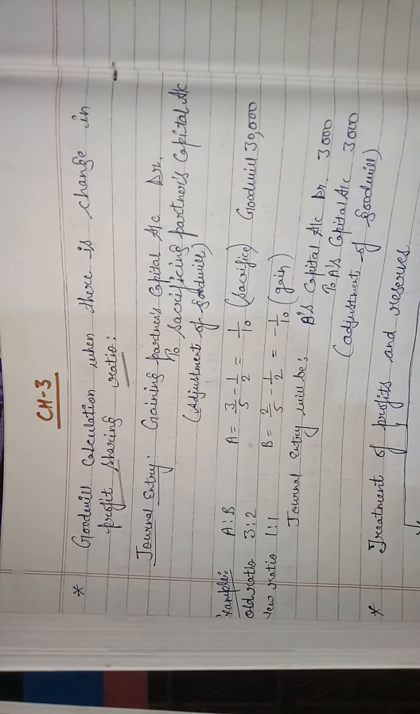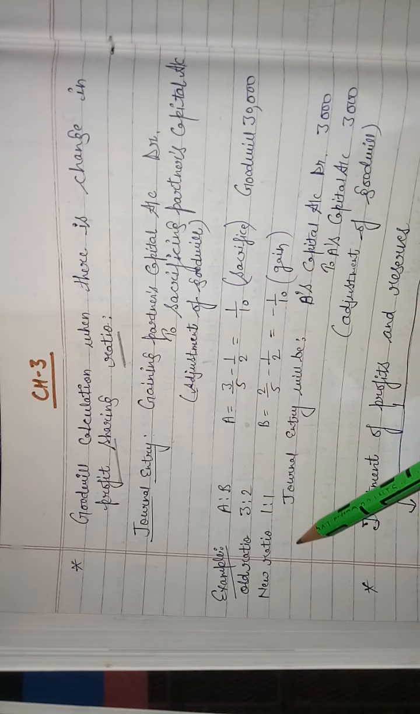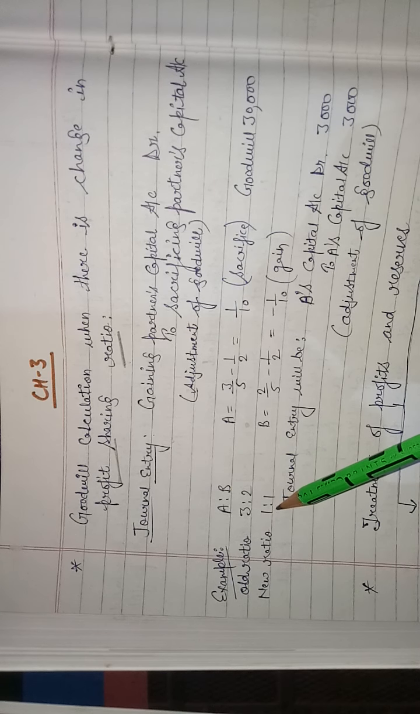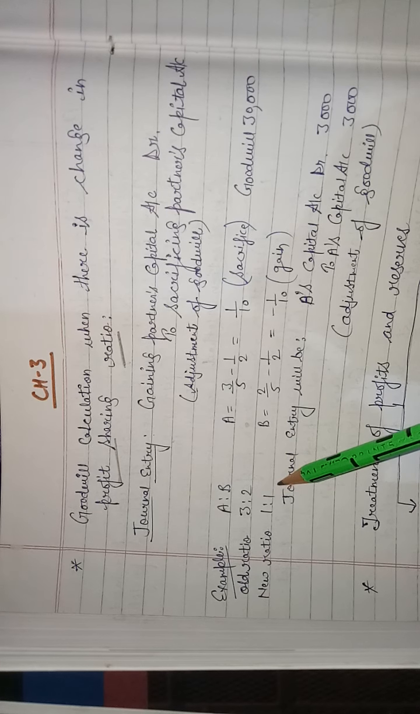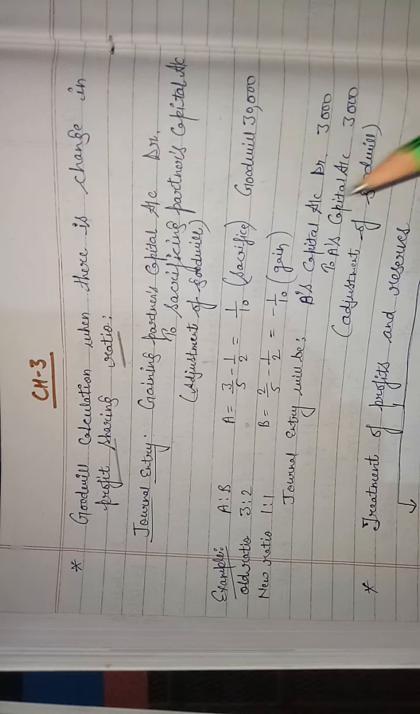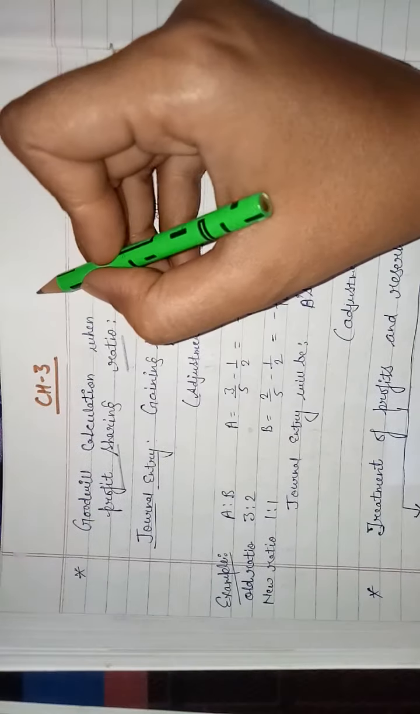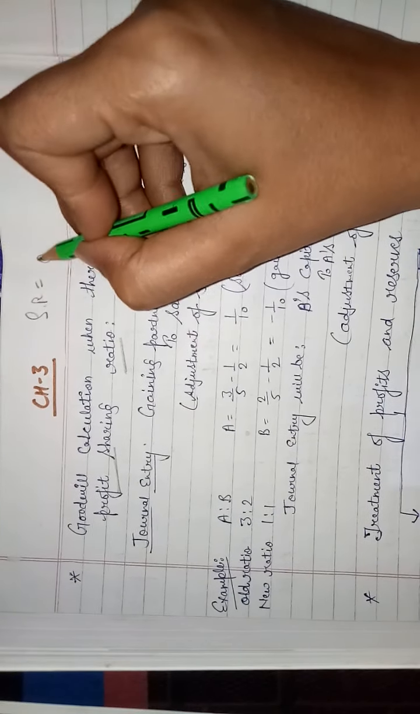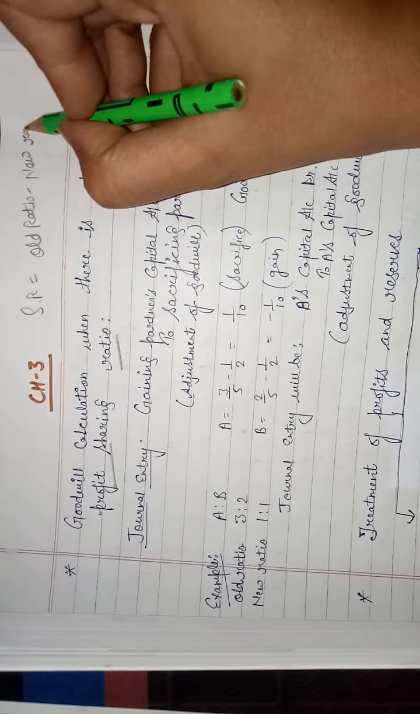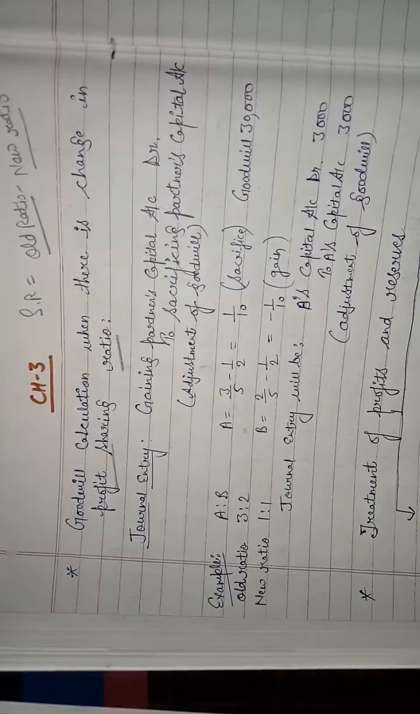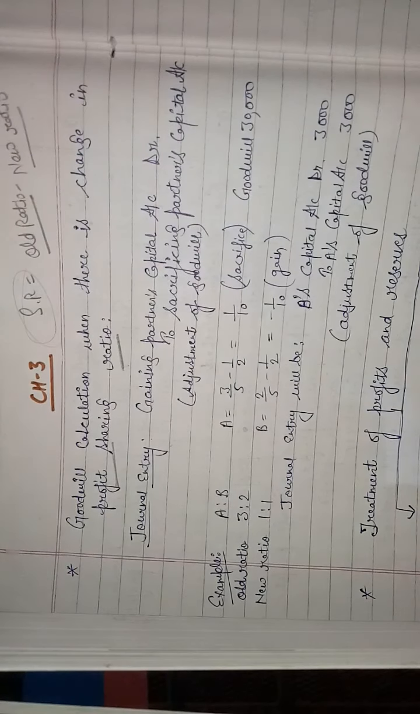See example. Suppose there are two partners A and B. Their old ratio is 3:2 and new ratio they are deciding to share profit now in ratio 1:1. Now we have to check sacrifice or gain. So here I am adopting the sacrifice ratio formula. What is the formula of sacrifice ratio? Sacrifice ratio is old ratio minus new ratio.